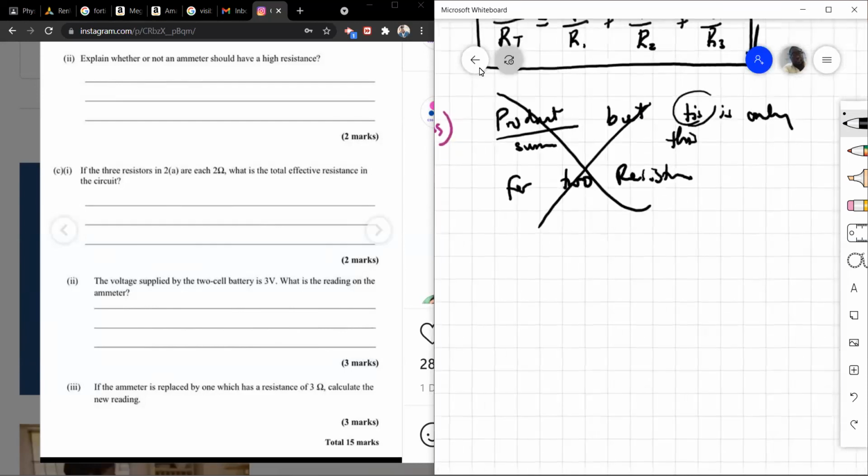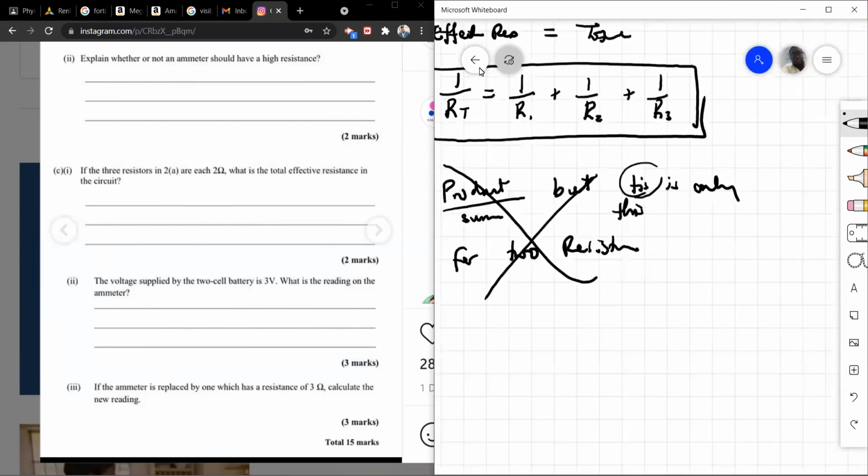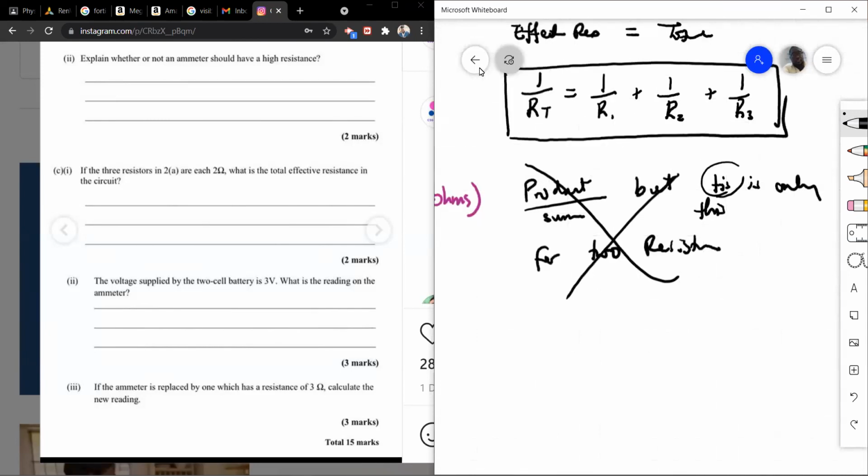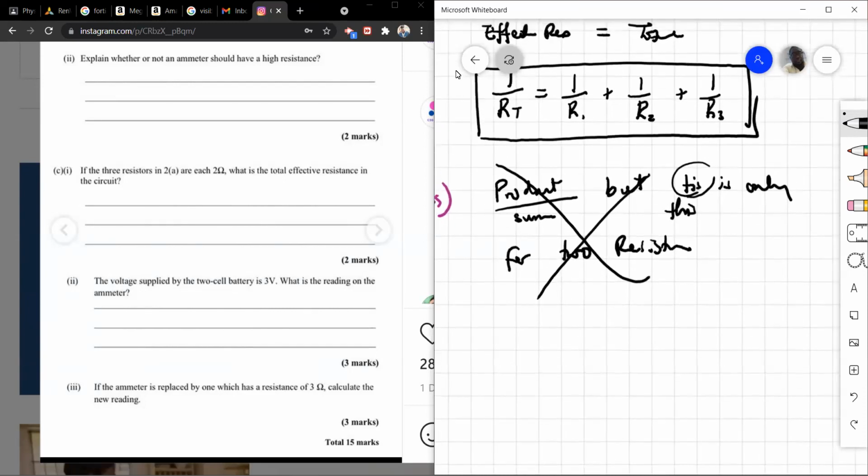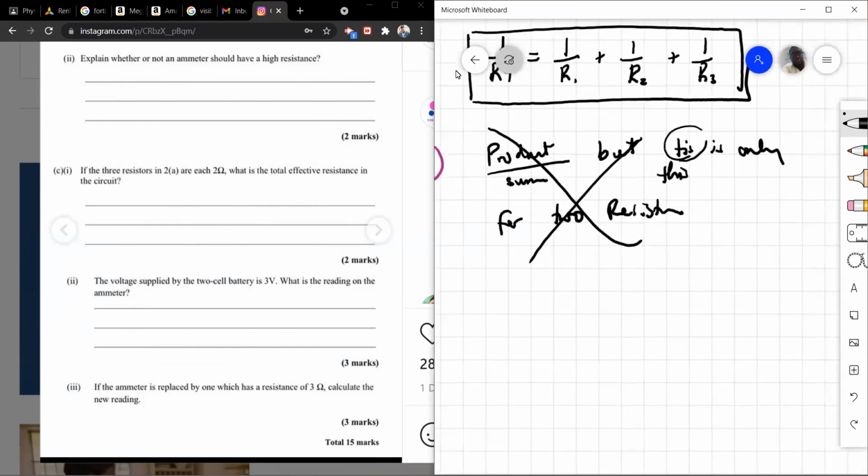What's the third one? By the way, you can still use the product over sum formula, but you can't use it in one shot. I know where you're going with this, Shane: you're going to tell me that I can take 2 of those resistors, find the effective resistance of just those 2, and then use product over sum. Yeah, that's what I was going to tell you.